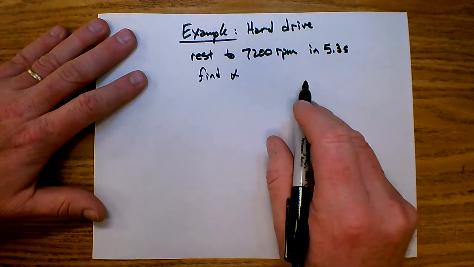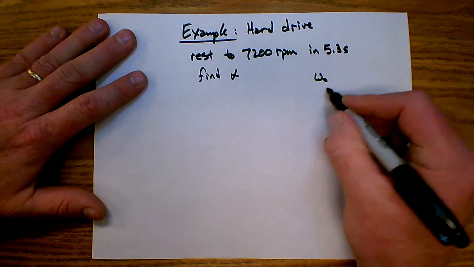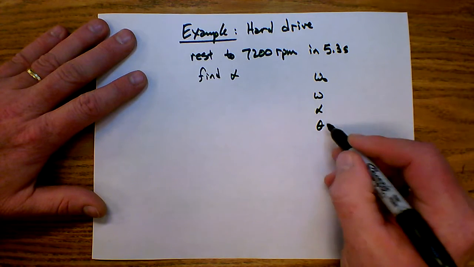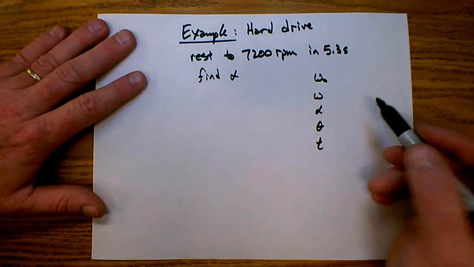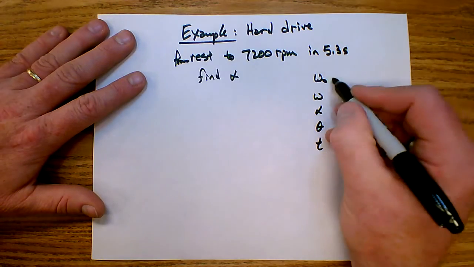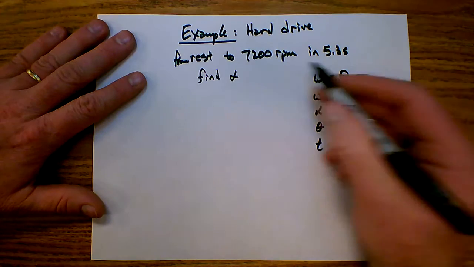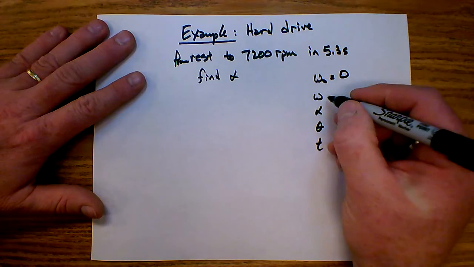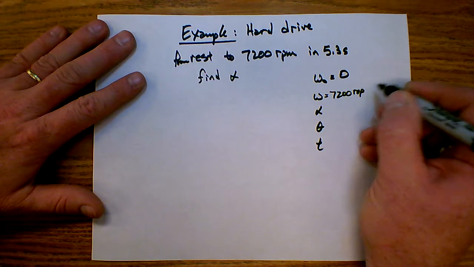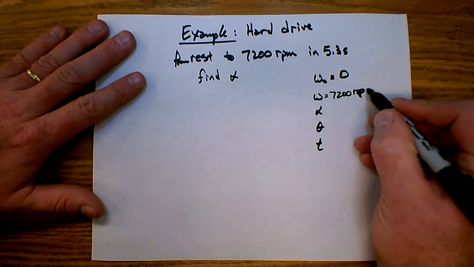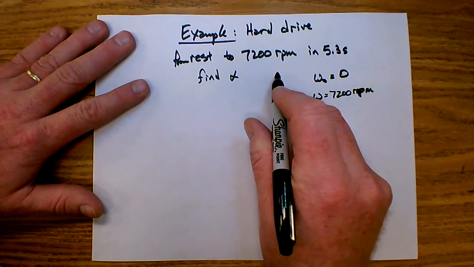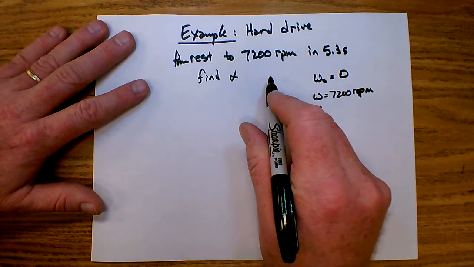To do a kinematics type problem, I'm going to start out by writing my variables. Since it's rotational, I'm going to do the rotational version: omega naught, omega, alpha, theta, and t. Let's see what we know. It started from rest, so the initial angular velocity omega naught is 0. The final omega is 7,200 RPM. Okay, that is an angular velocity. It's also a quantity that we sometimes call frequency, and we'll talk about that in just a second.